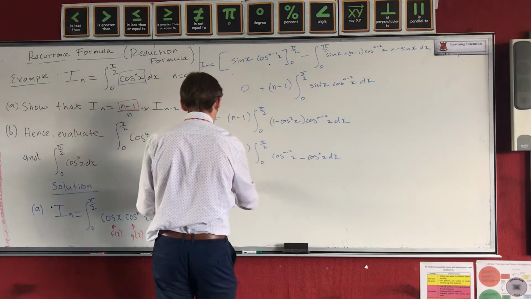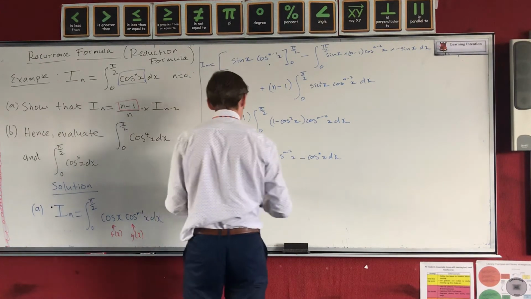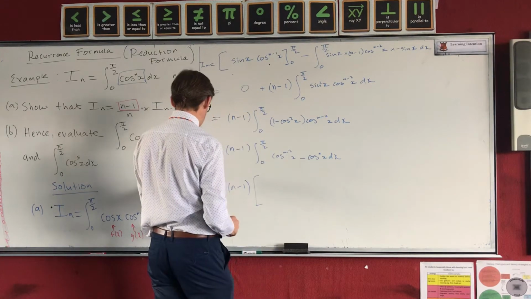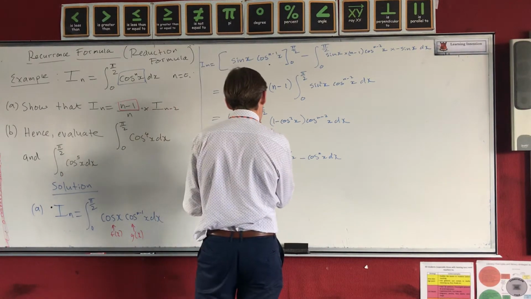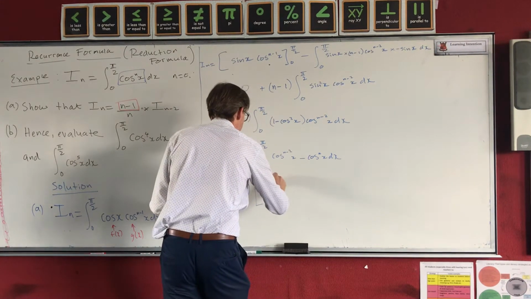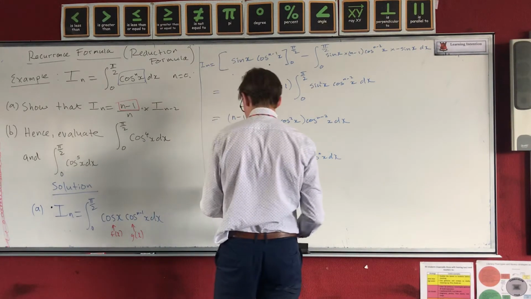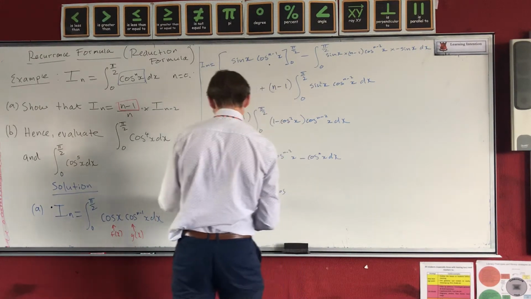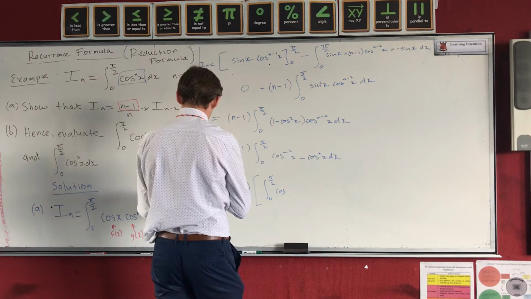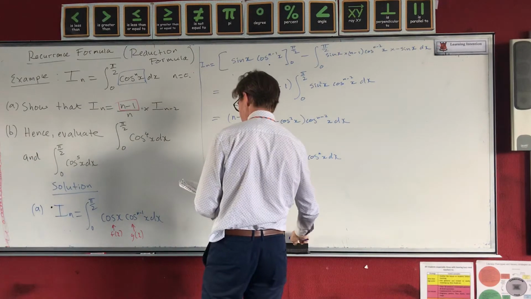Alright, so our next step then, n minus 1. Now we're going to apply this as a separate integral. So we're going to take out the integral from 0 to pi on 2, cosine. Actually, we'll leave that there.